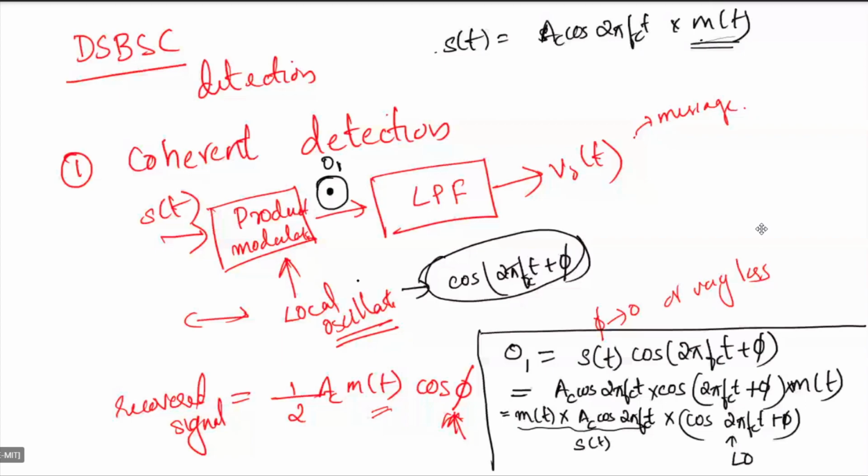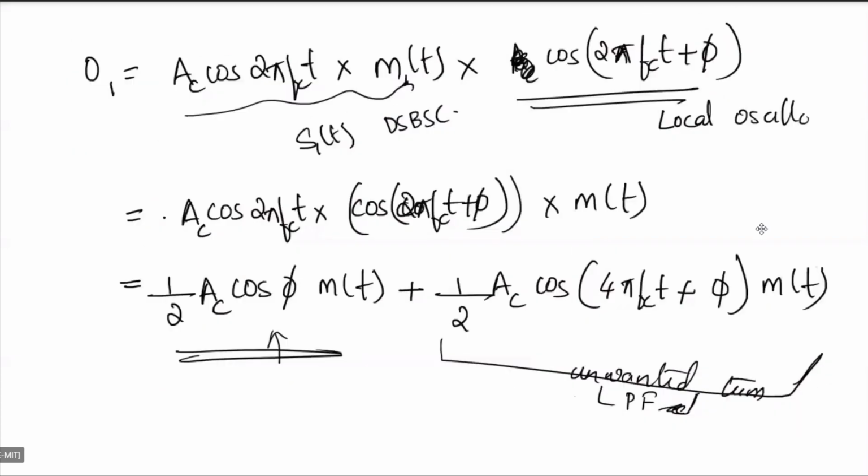That is the significance of the term coherent: the local oscillator, whatever signal it is generating, should be maximally in phase with the carrier generated at the generator. Are you getting it? Yes, ma'am. So that is why the term coherence was important.